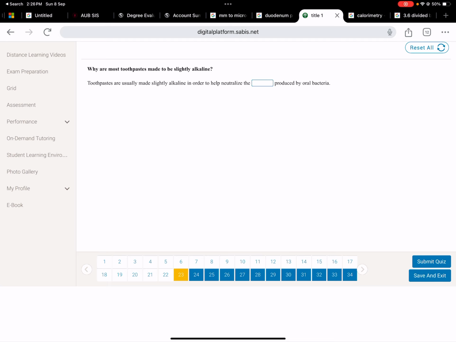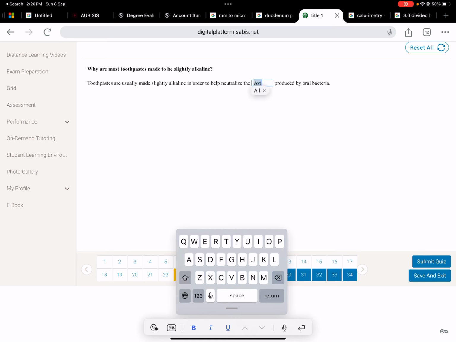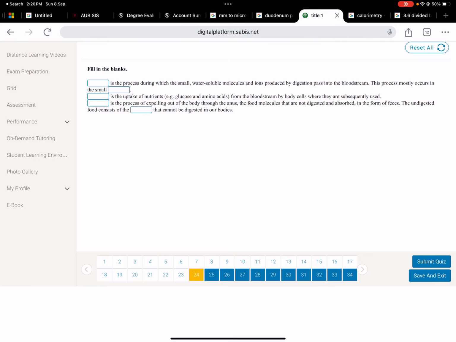Toothpastes are usually made slightly alkaline, which means basic, in order to help neutralize the acid. Okay? So we said acid is produced by bacteria. And then we have toothpastes, which are a bit basic to counteract it.